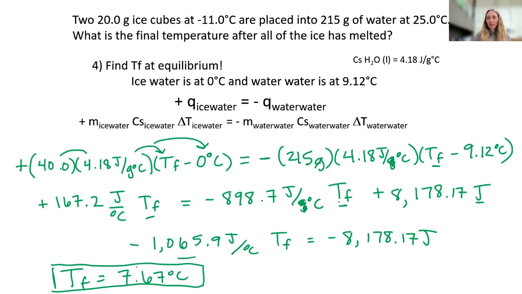But this temperature makes sense, right? My ice water starts at 0. My water starts at 9. I know my final temperature is going to be in between those two after it's melted. I have a lot more water than I have ice. So I expect the ice water to go up a little bit and the water to come down much more. So this number makes sense.